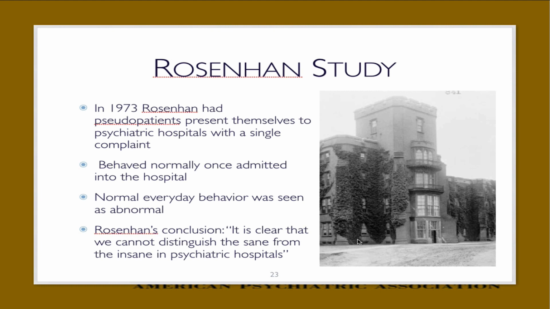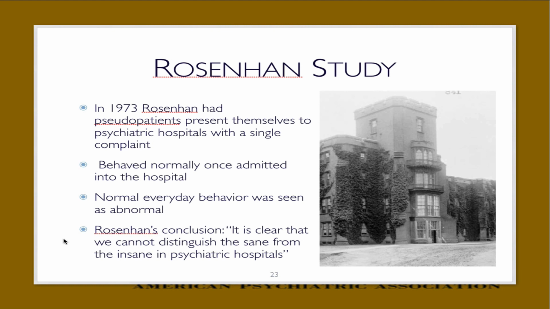And the reason why they chose this, but that's not really any condition where that would be a symptom. So they were supposed to say that, check themselves into the hospital, and behave normally once they were in the hospital. They all received diagnoses, and apparently the patients in the hospital could easily tell these fake pseudo-patients from real patients, but the doctors could not tell the difference. And Rosenhan's conclusion was this: it is clear that we cannot distinguish the sane from the insane in psychiatric hospitals. It was a huge embarrassment for the field of mental health.